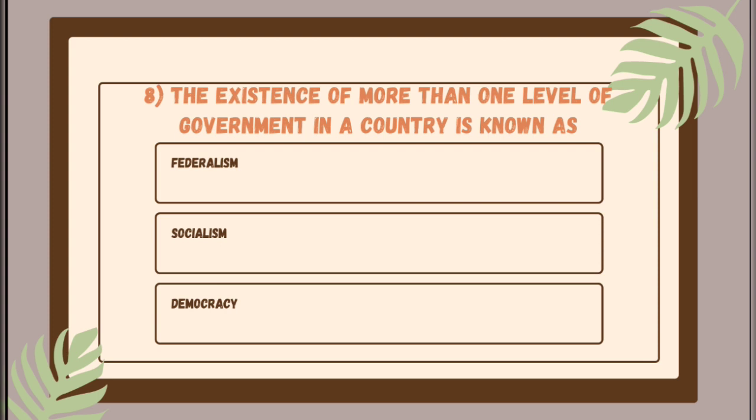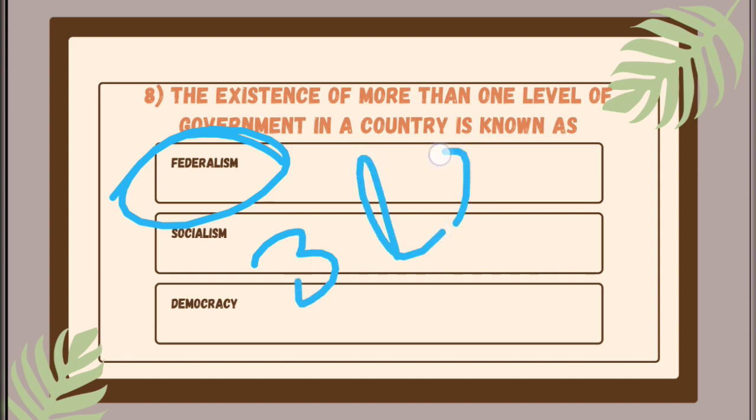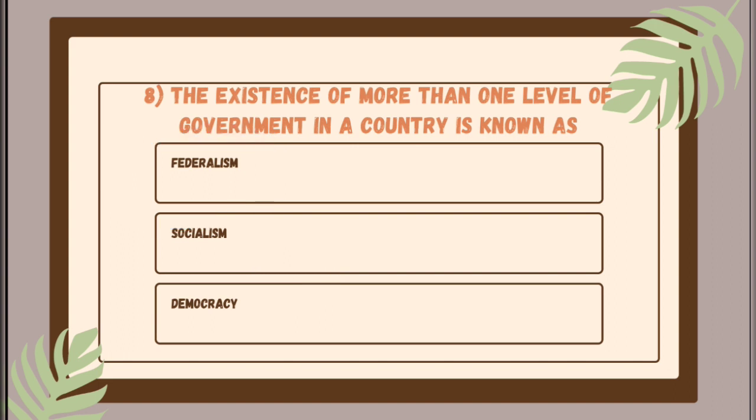And the correct answer for question number 8 is federalism. The existence of more than one level of government in a country is known as federalism. In India, there are three levels of government: central government, or you can say union government, state government, and local government, that is Panchayati Raj.